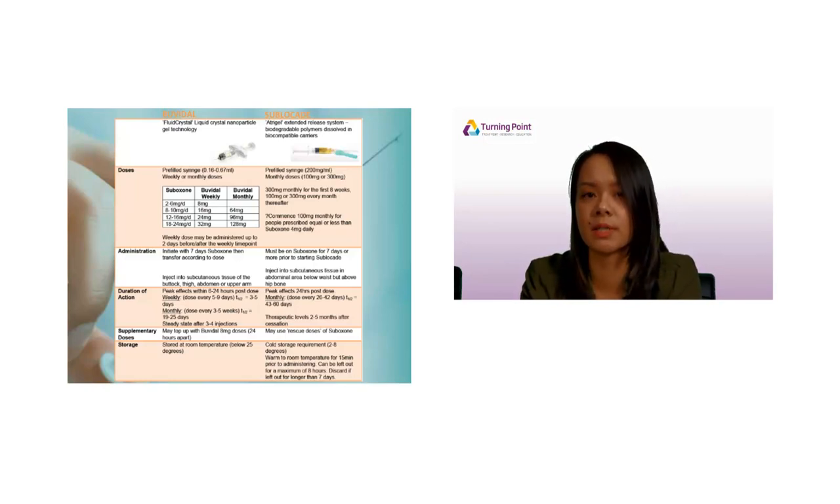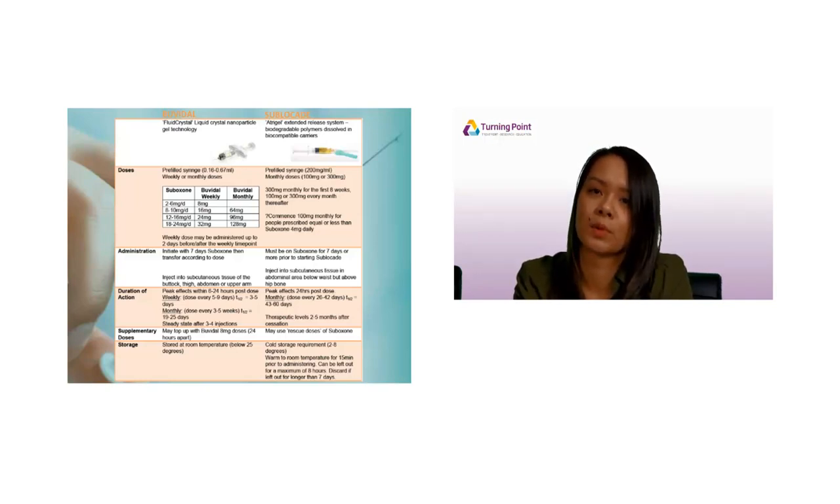In terms of administration, again, recommendation is that people start on Suboxone for the first 7 days before they move on to the Sublocade injection. And again, it goes into subcutaneous tissues or fat pads, but for Sublocade, they have limited that to the abdominal area only, so below the waist but above the hip bone. The peak effects of Sublocade are again within that first 24 hours post-dose, so quite quick, and the half-life of that injection is 43 to 60 days.